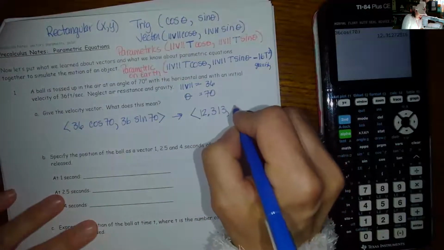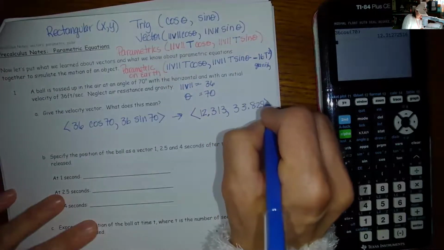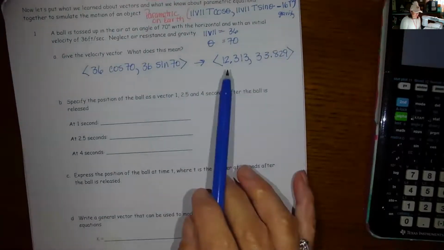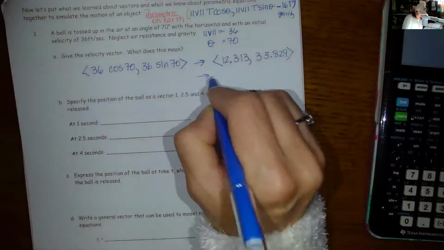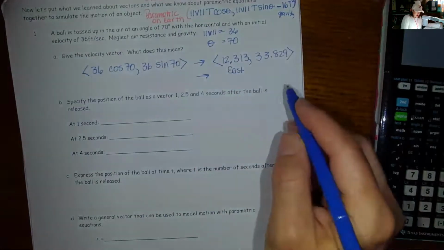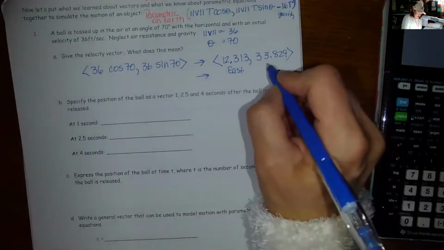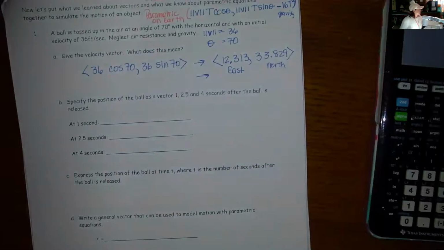So type those in. I already did to save myself a little bit of time. And what does this mean? Well, if this is positive, we're going that direction, so we're going east, right? And if the y is positive, what direction am I going? North. That's how we're going to look at those with vectors, okay?